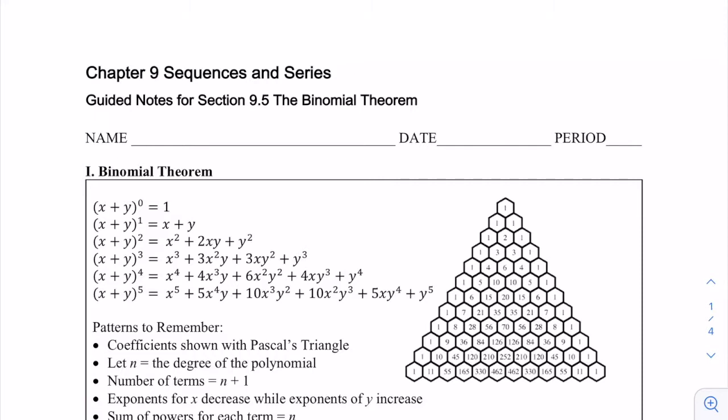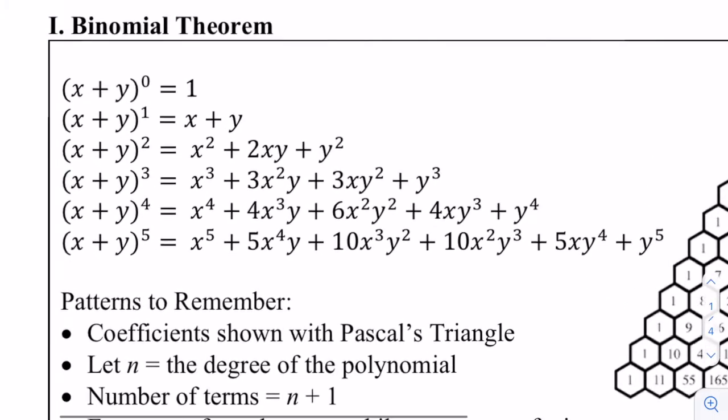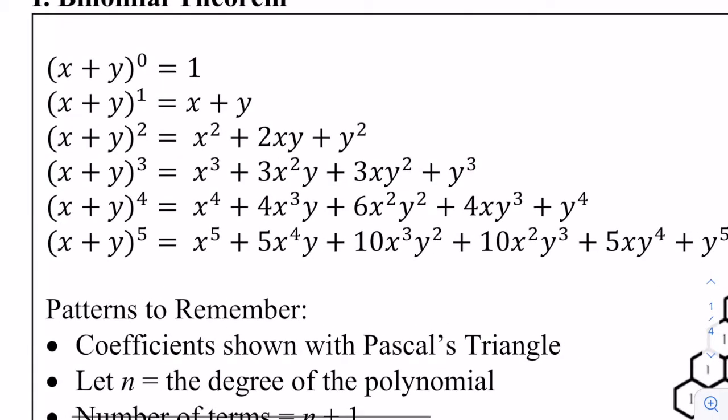Hello and welcome back. Today we're going to look at the binomial theorem in section 9.5, and we want to consider the pattern when we FOIL or distribute out these binomials. So (x + y)^0 just equals 1. (x + y)^1 equals x + y. And then we know when we FOIL the binomial, we get x squared plus 2xy plus y squared.